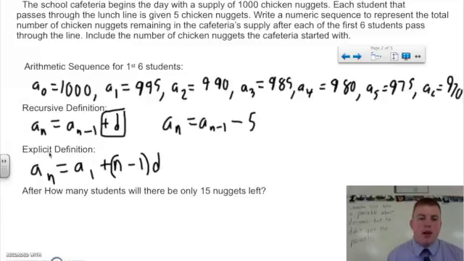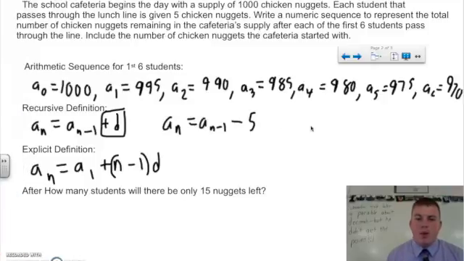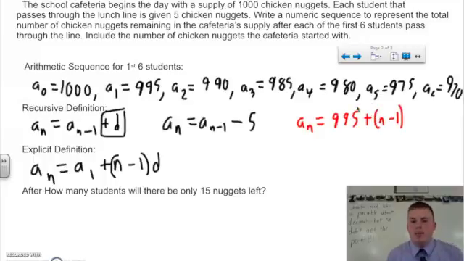So if we come over here, I'm going to switch ink so we can tell this a little bit apart, and come over here where we're going to have a little bit more room. A sub n is going to equal a sub 1, so our first term was 995, plus the n minus 1, which is always going to stay the same until we have an actual term number to plug in. And our common difference we just said was negative 5. So we would have to simplify this.